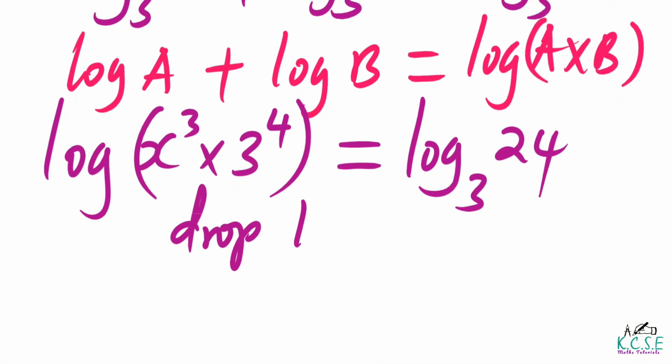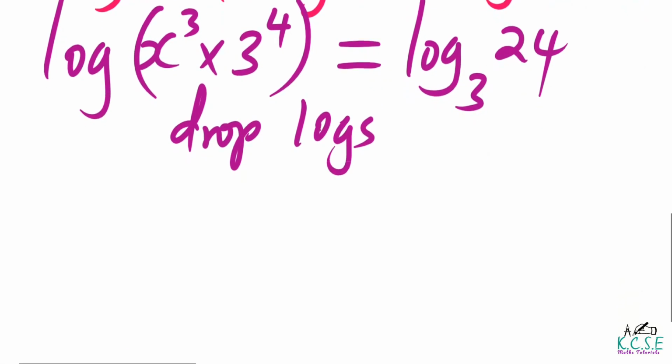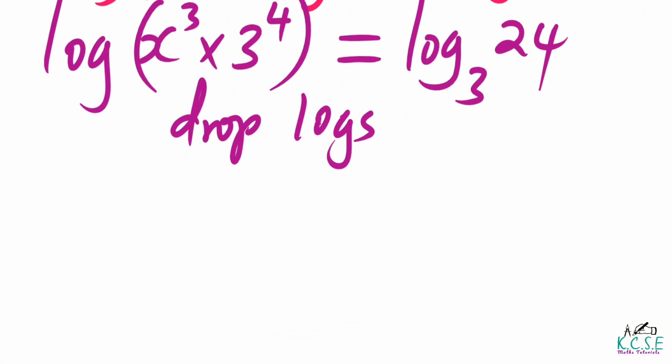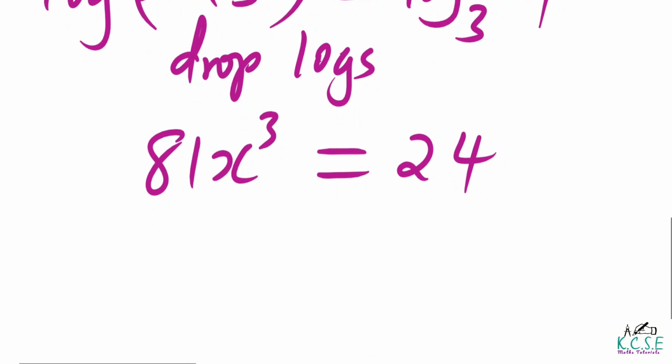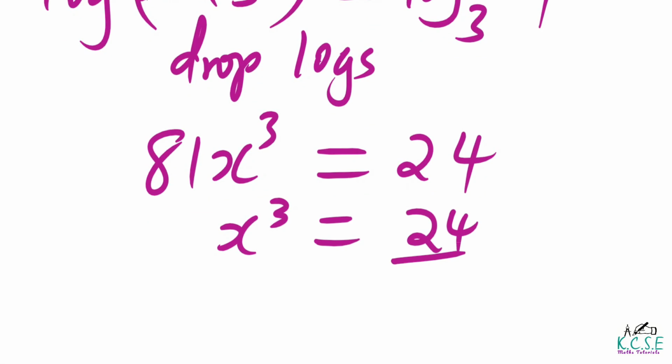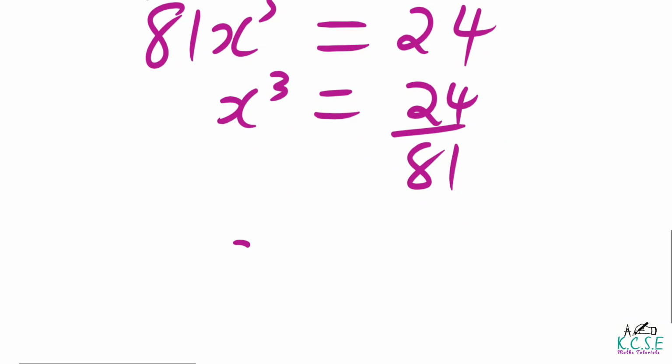And when you drop the logs, 3 raised to power 4 is 81. So this will be 81x cubed is equal to, we drop the logs, 24. Now we want to get x, so we divide both sides by 81. So this will be 24 divided by 81. So this gives x cubed is equal to, let's see whether we can simplify this by 3. Yes, by 3. We divide everything by 3 here. We get 8 divided by 27.